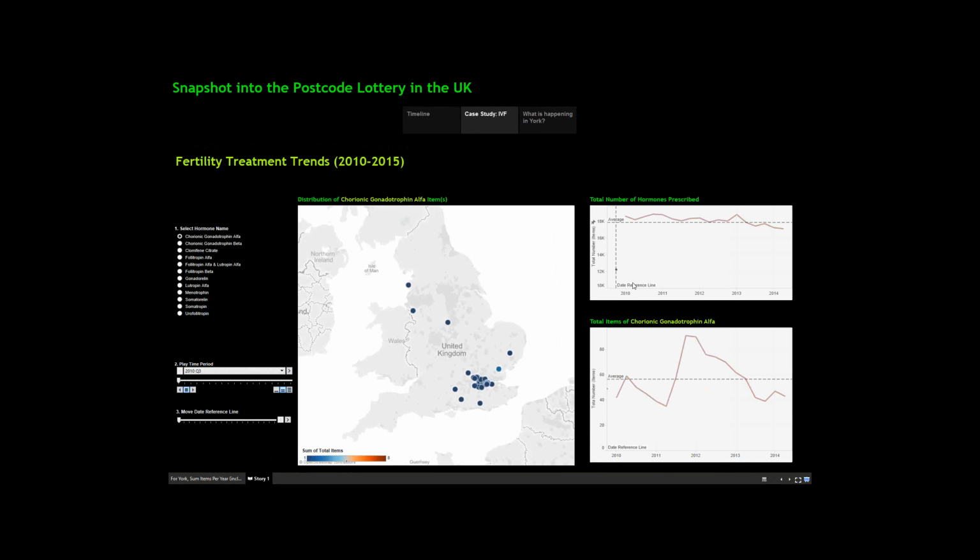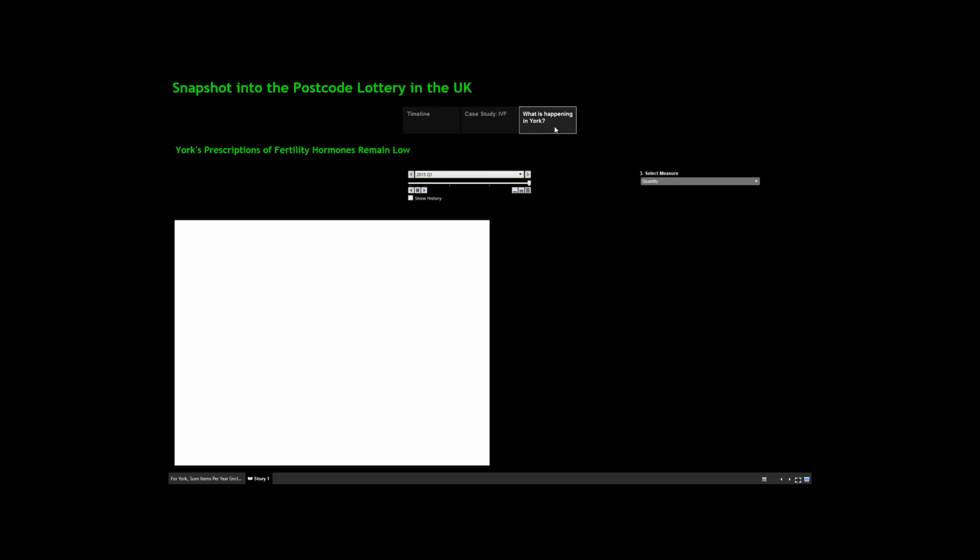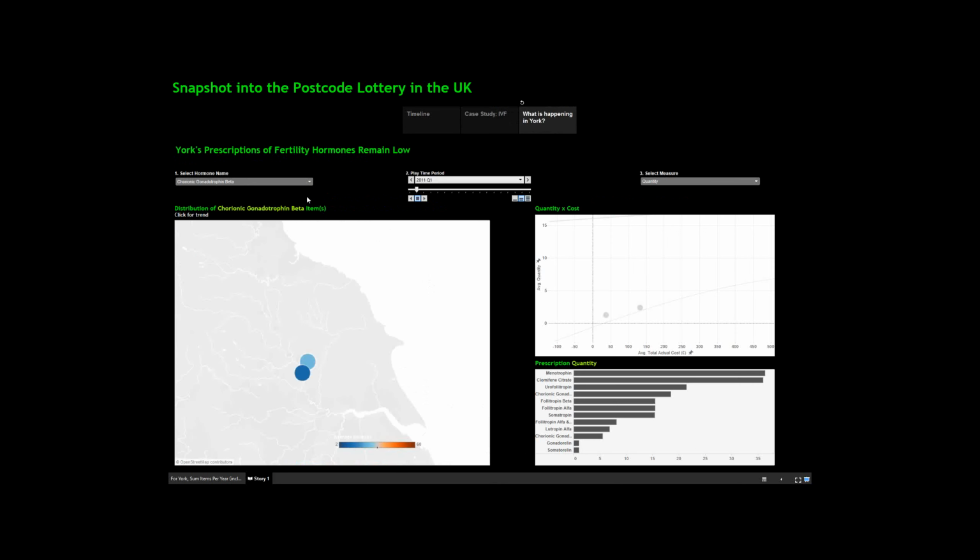I think on the York tab, the story kind of suffers a bit because you've gone into a specific area, and so have cut down the amount of data quite a lot, and so your charts aren't really, apart from the bottom right, showing much. Maybe it's showing all the hormones available across the area, and the story in York is that there isn't funding.